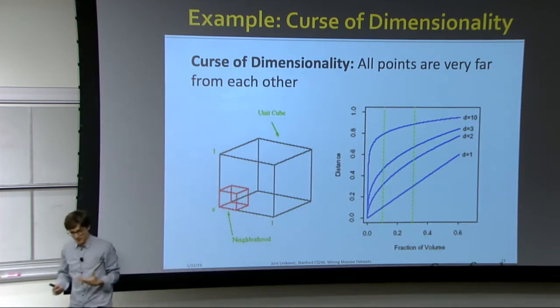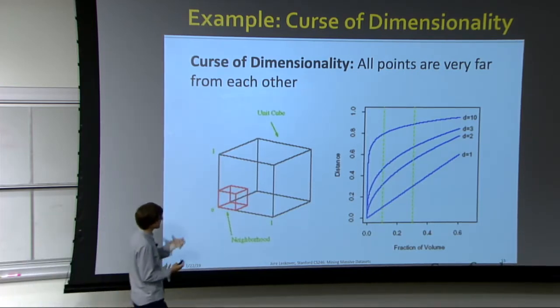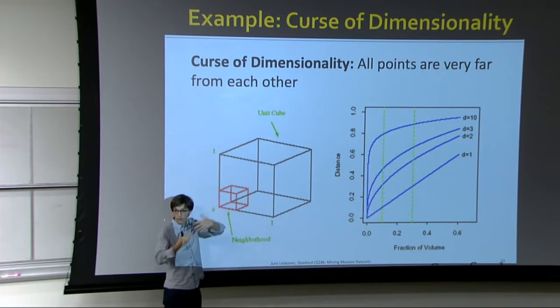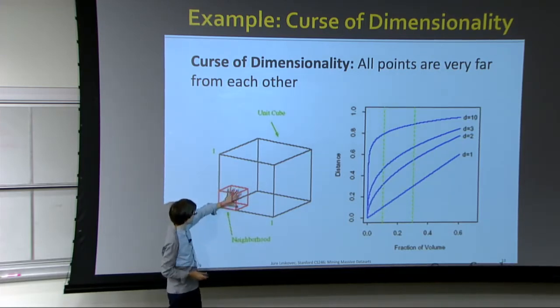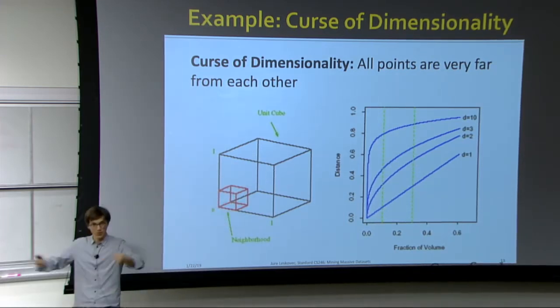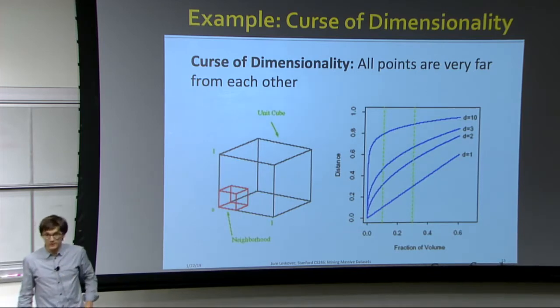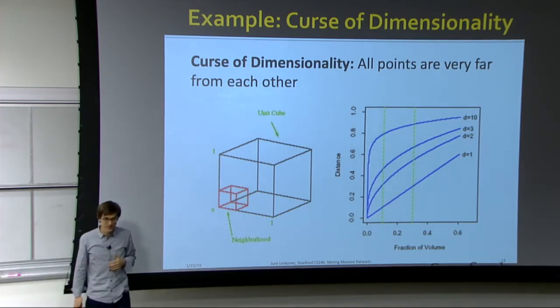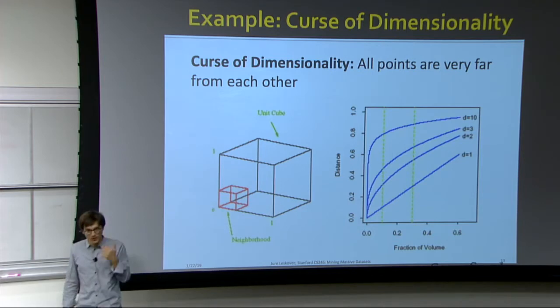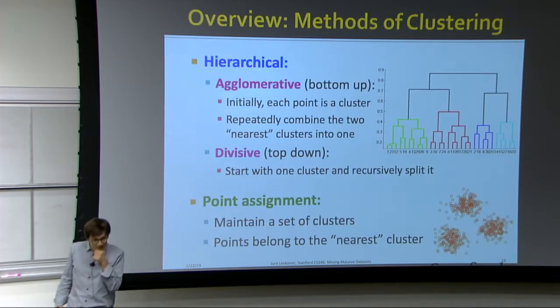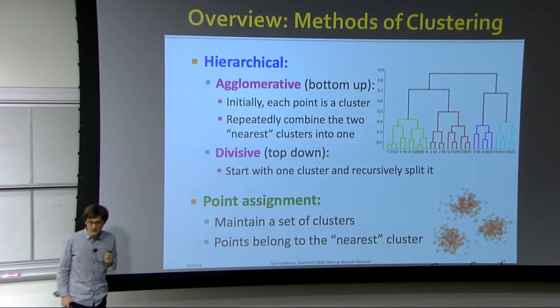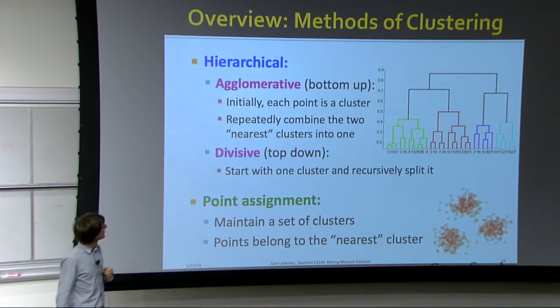So the point is that as the dimensions get bigger and all you care about is getting the 10 nearest neighbors, you have to go farther and farther out. So all the points are super far away from each other as the dimensionality increases. And that is what is called the curse of dimensionality. Okay, so this is why clustering is hard. So now, what are we going to talk about in today's lecture?